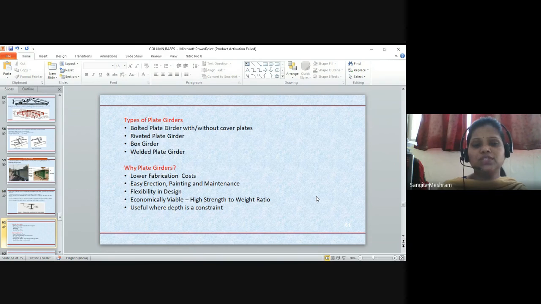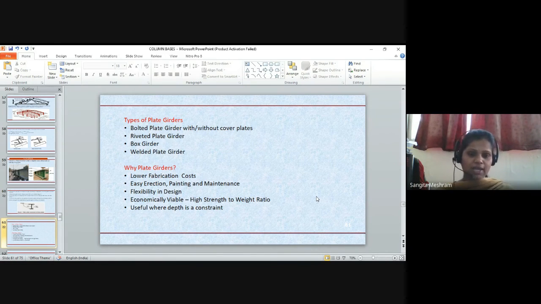Why are we using this plate girder? Because it has lower fabrication cost, it can be easily erected, maintenance is low, then flexibility in design, economically viable, that is high strength to weight ratio, and where the depth is constrained, we have to limit the depth. So in that case, you can use this plate girder. Depth limitation says, so for that case also this plate girder is used.